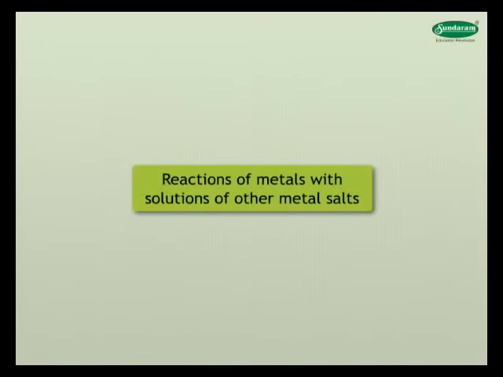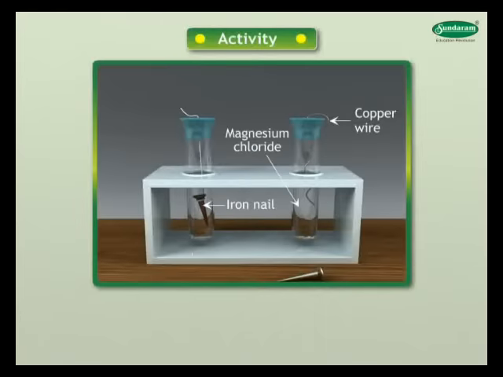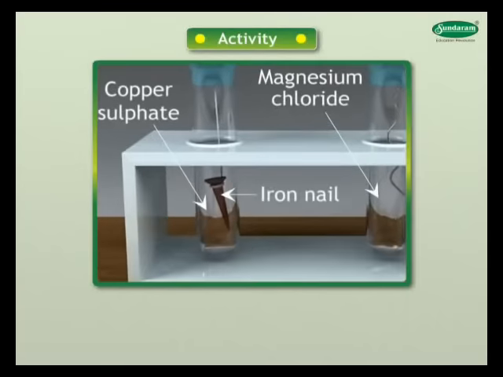Let us look at the reactions of metals with solutions of other metal salts. Let us look at one activity. Take a clean copper wire and an iron nail. Put the copper wire in a solution of magnesium chloride and an iron nail in the solution of copper sulfate. Record your observation after some time.